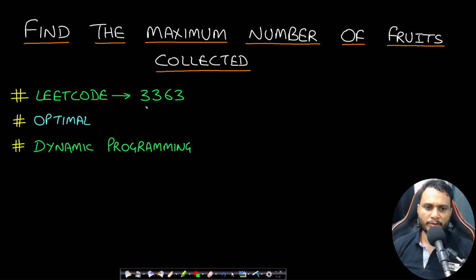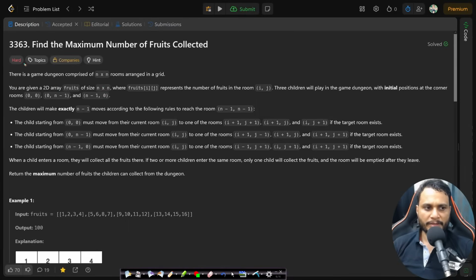In this video we will look at find the maximum number of fruits collected, which is from Leetcode number 3363. This is from the dynamic programming topic and it is not for somebody who is beginning to learn dynamic programming. This question is for somebody who already knows how to solve dynamic programming problems, at least the knapsack type problems. Okay, now let's look at the problem statement.